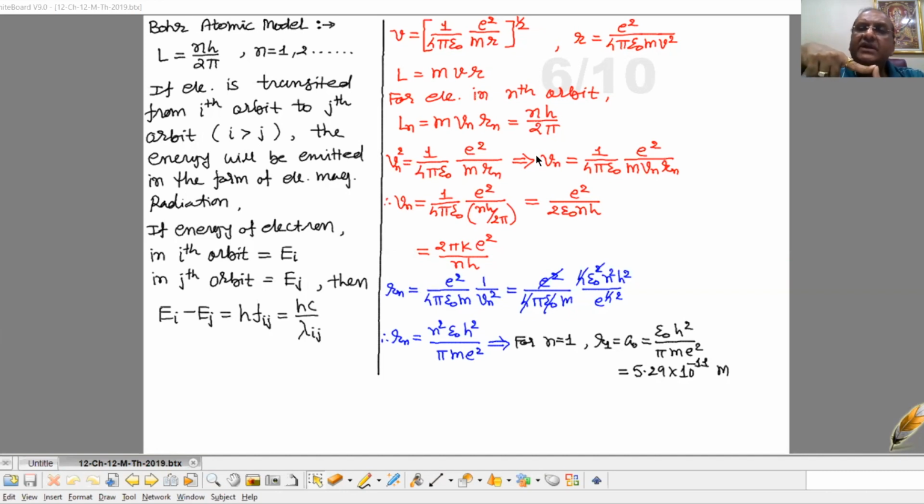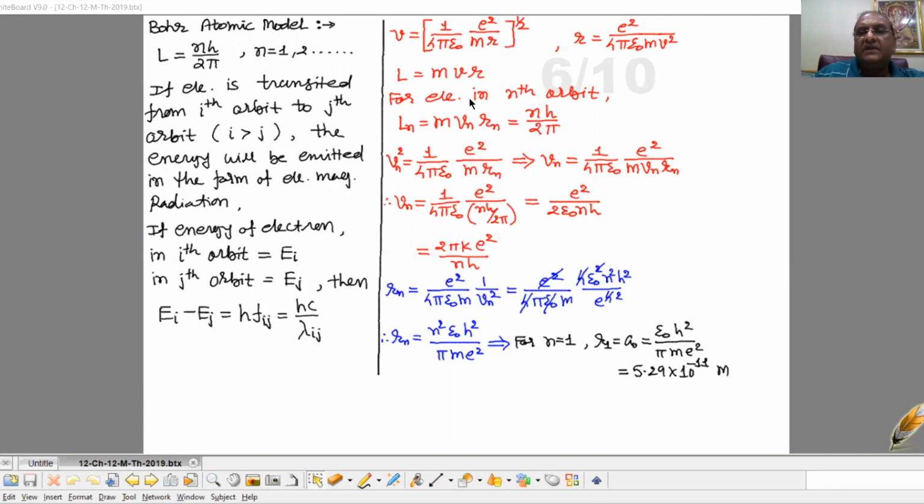So here the stability of the atom can't be explained. As well as, if this is true, then the emission of energy in the form of radiation would be continuous. So the atomic spectra obtained should be continuous. Okay, but here we are getting line spectra. So Rutherford's atomic model fails to explain this particular thing.